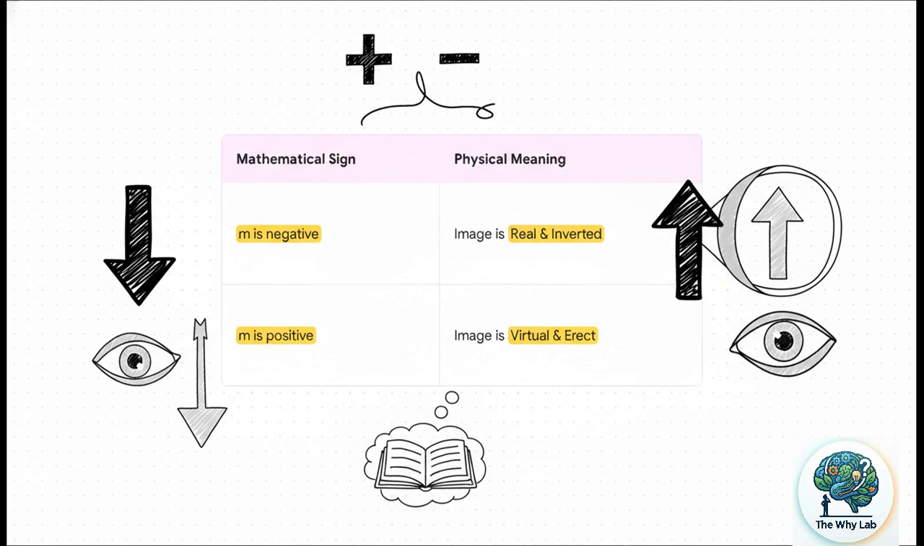Now for the magnification. M is negative v over u, so that's minus negative 30 divided by negative 30, which gives us minus 1. And that minus sign for m, it tells us instantly the image is real and inverted. The number 1, it tells us it's the exact same size. See? The signs tell the whole story.